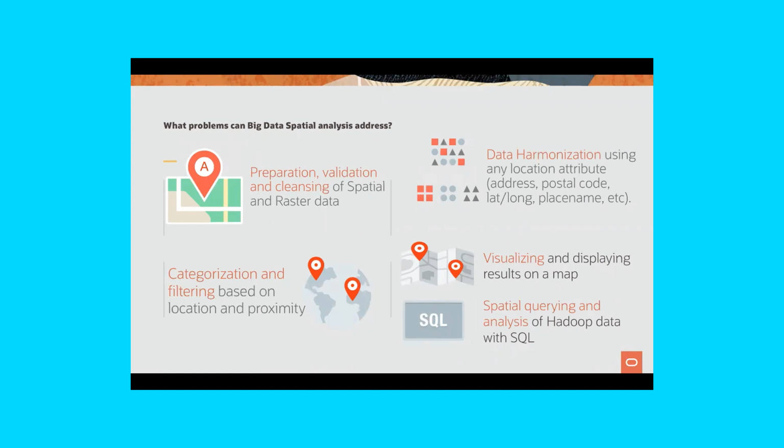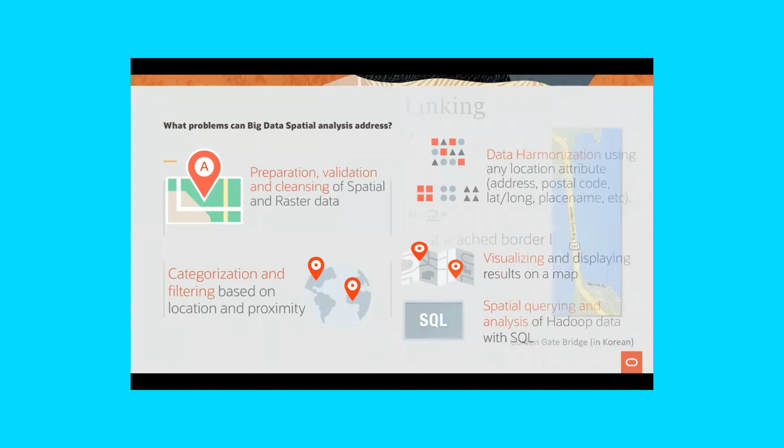So we have different features. One is for preparation, validation and cleansing of spatial and raster data. We provide a bunch of APIs that can be used to enable these types of analysis in a MapReduce framework. So you don't have to really write all of the spatial analytics into the MapReduce framework; you can use the APIs that we provide. Using that, you can enable any of these types of workflows in a MapReduce framework or in the Apache Spark framework. And we provide a lot of basic point-in-polygon type APIs that can be used for writing categorization applications or filtering based applications and things like that.